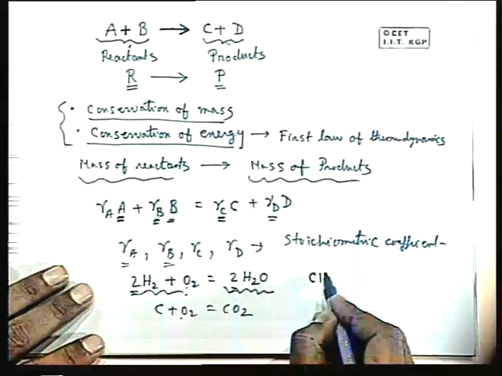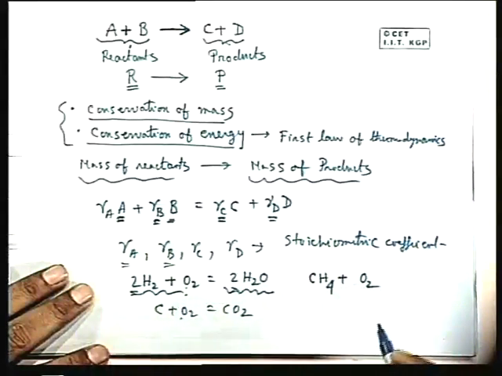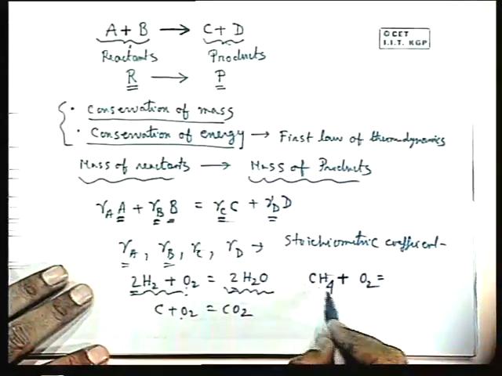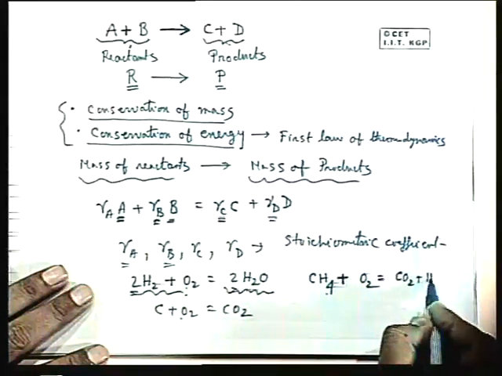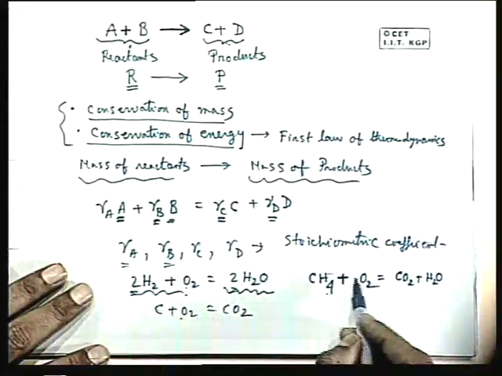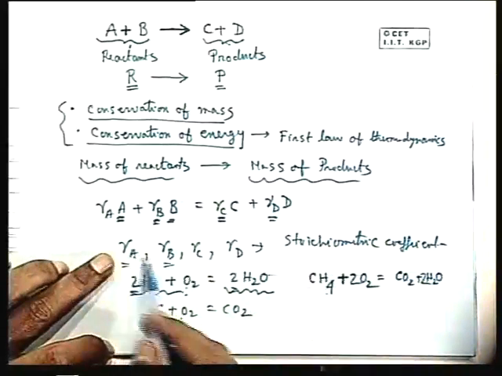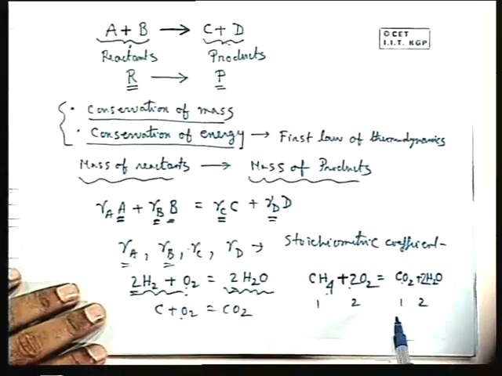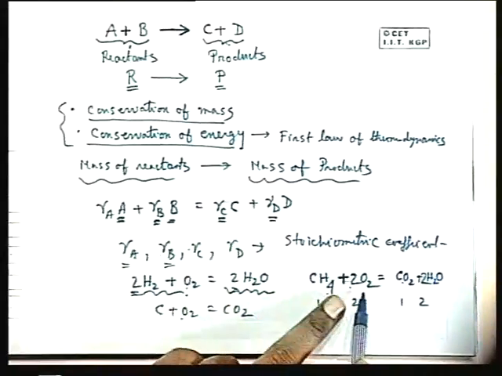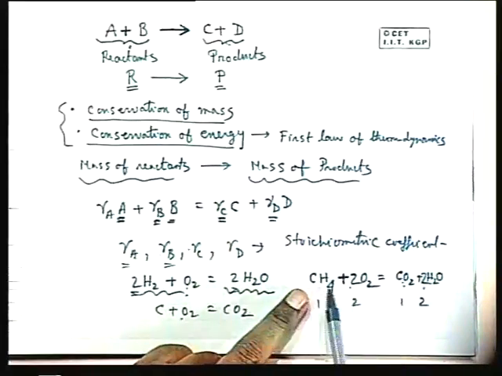For example, consider a combustion reaction of a fuel, methane, which reacts with oxygen. So, CH4 plus O2 gives CO2 plus H2O. How to balance this equation? CH4 plus 2O2 gives CO2 plus 2H2O. So, you see γA is 1, γB is 2, γC is 1, γD is 2. These 1, 2, 1, 2 are the stoichiometric coefficients. It means 1 mole of methane requires 2 moles of oxygen to produce 1 mole of carbon dioxide and 2 moles of water vapor. For a complete conversion, these are the mole ratios.